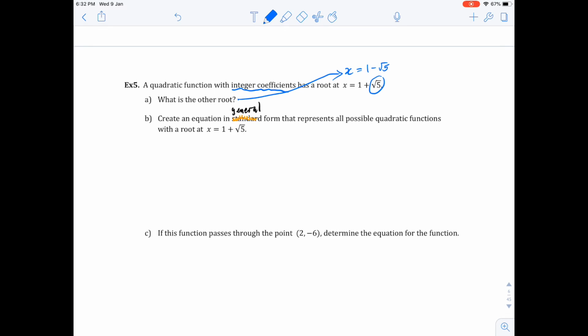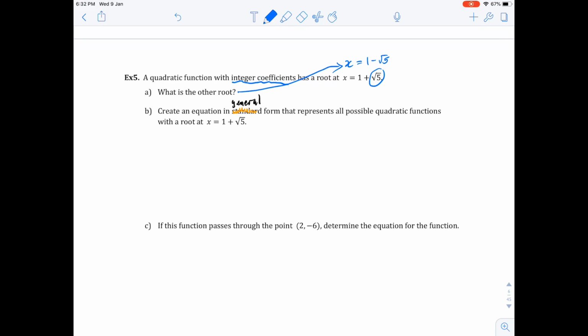That's going to allow us then to create our equation. So we've been asked to create an equation. Your note says standard form. That should say general form, again, just to be consistent with the forms earlier. So an equation in general form that represents all possible quadratic functions. And so we're asking for the general solution here, and so I'll show you what I mean in just a moment. So what we're going to do here is you've got a couple of different options, and so I'll give you a really simple example.